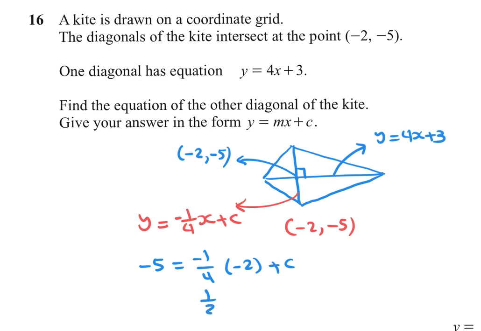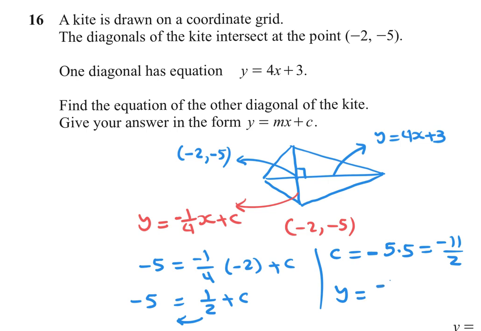Yes. So half plus c is negative 5. Now transpose half to the other side. So c equals negative 5.5, or as a fraction, negative 11 over 2. So now the equation of the perpendicular is y equals negative 1 over 4x minus 11 over 2.